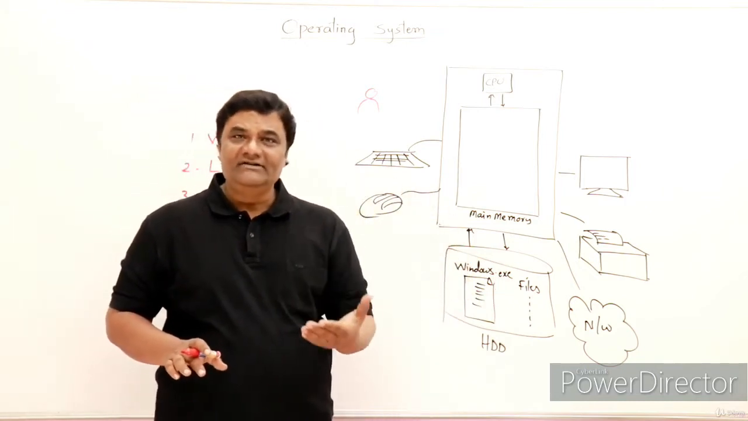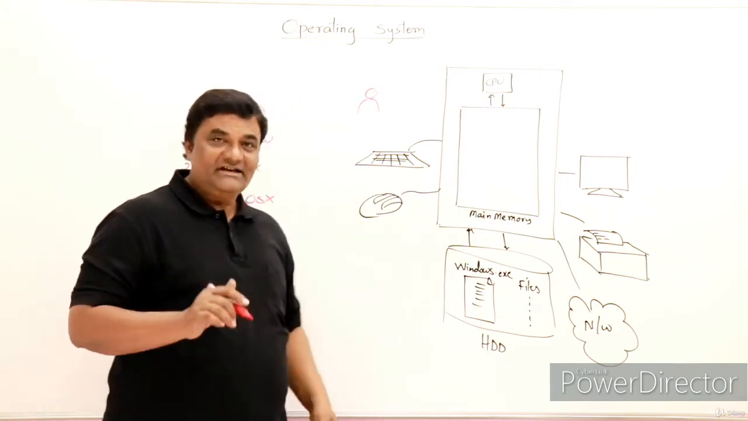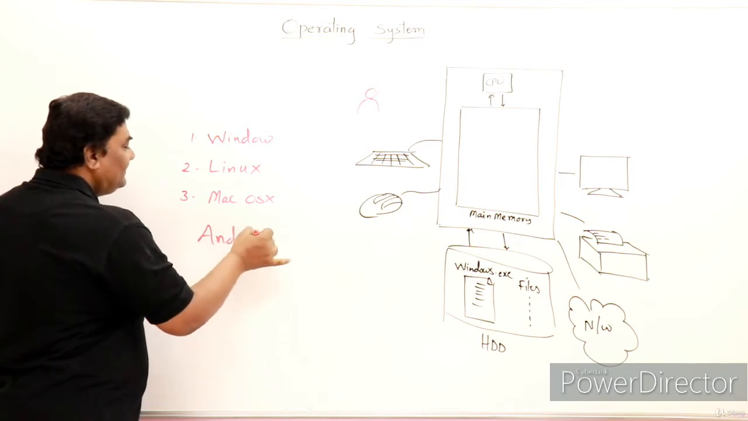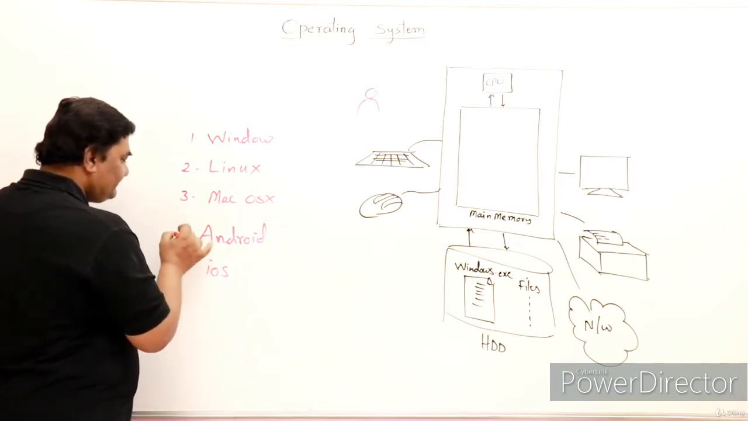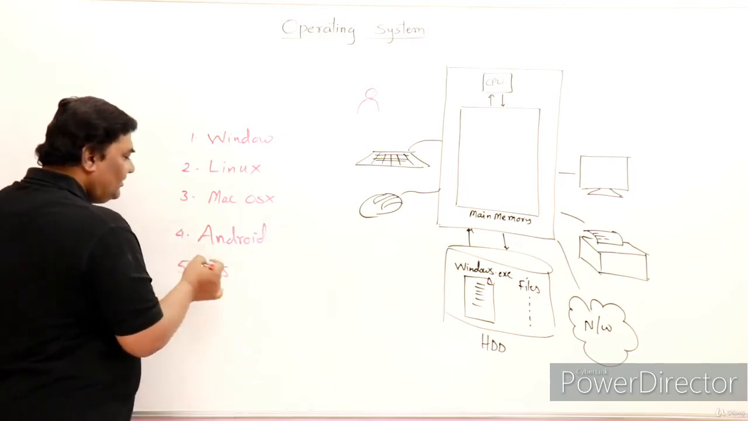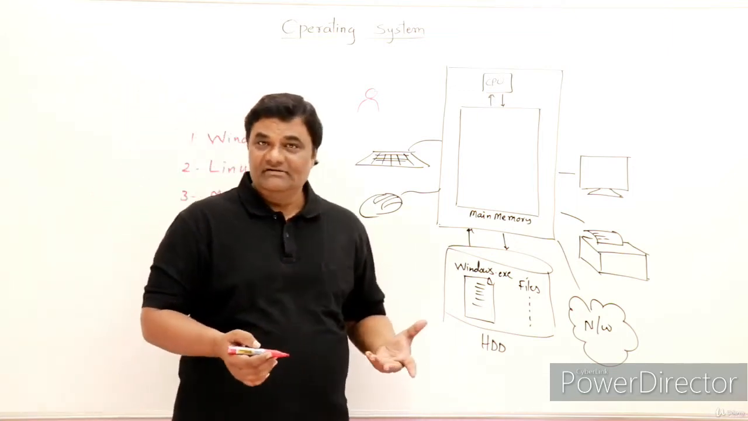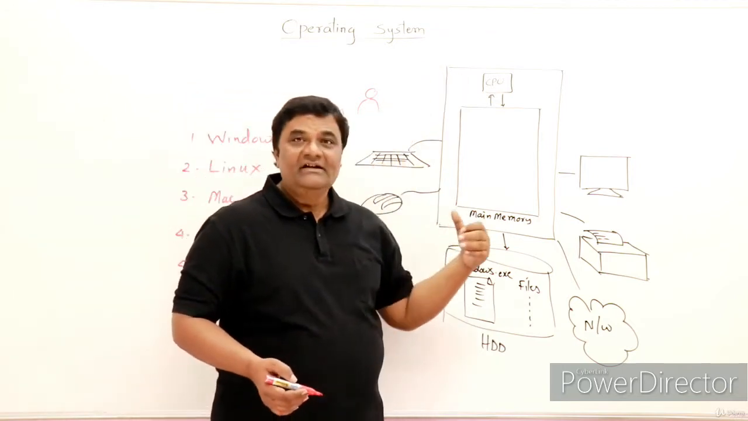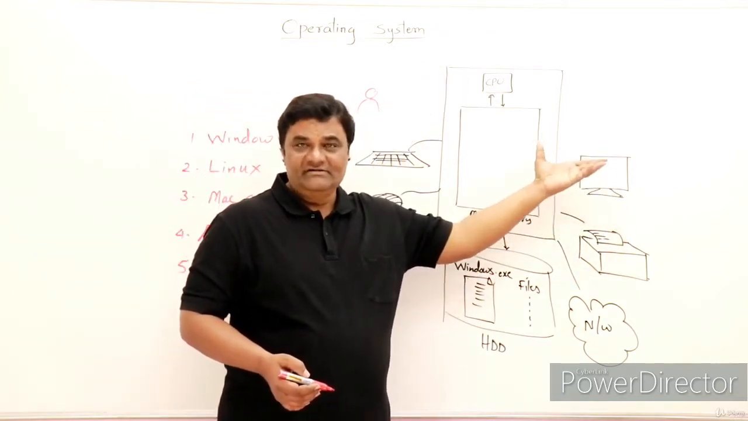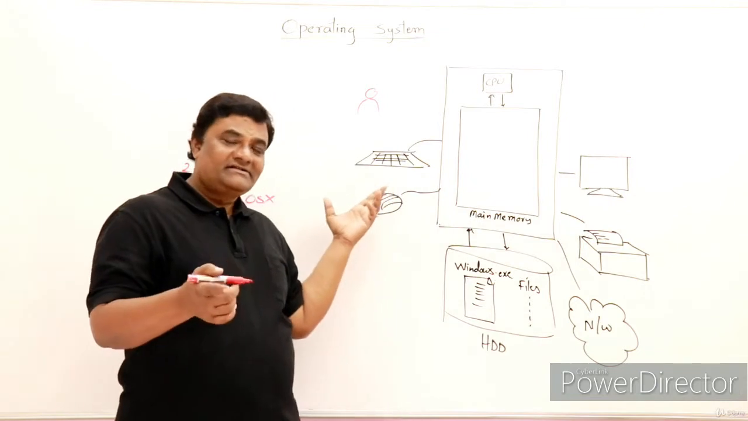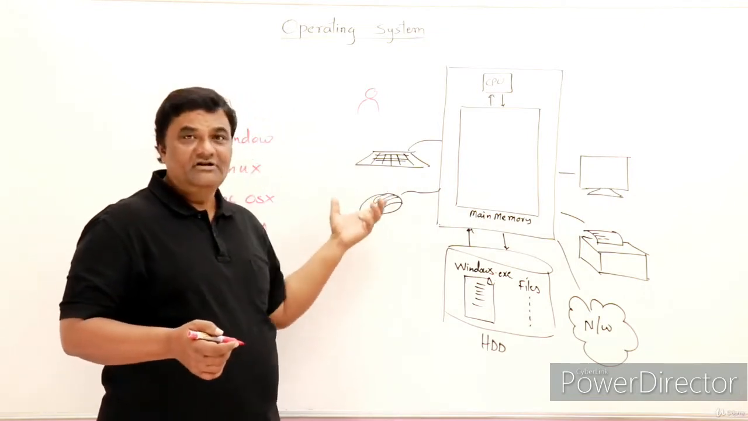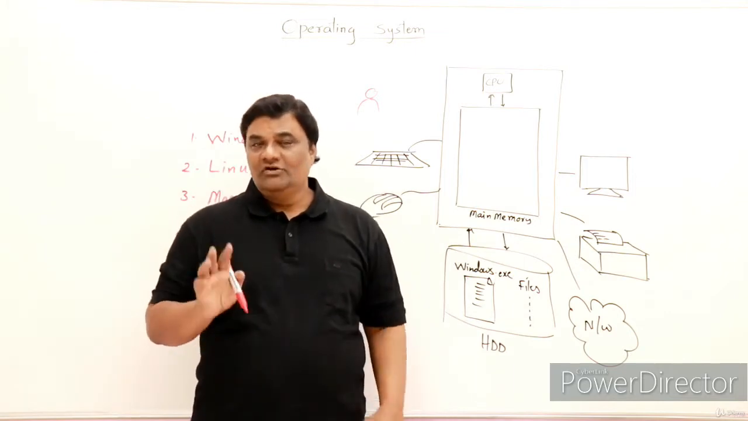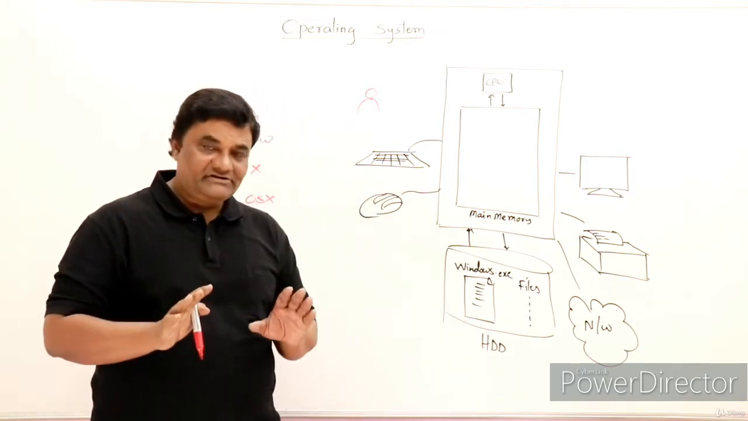Even on your mobile phone, you have operating systems like the Android operating system and the iOS operating system. On a mobile phone it's the same thing: you have storage and RAM, that is main memory, and the processor is there. The screen itself is the display, and it also works as an input device, a touch screen. So both are similar. Now let us know how an operating system works.